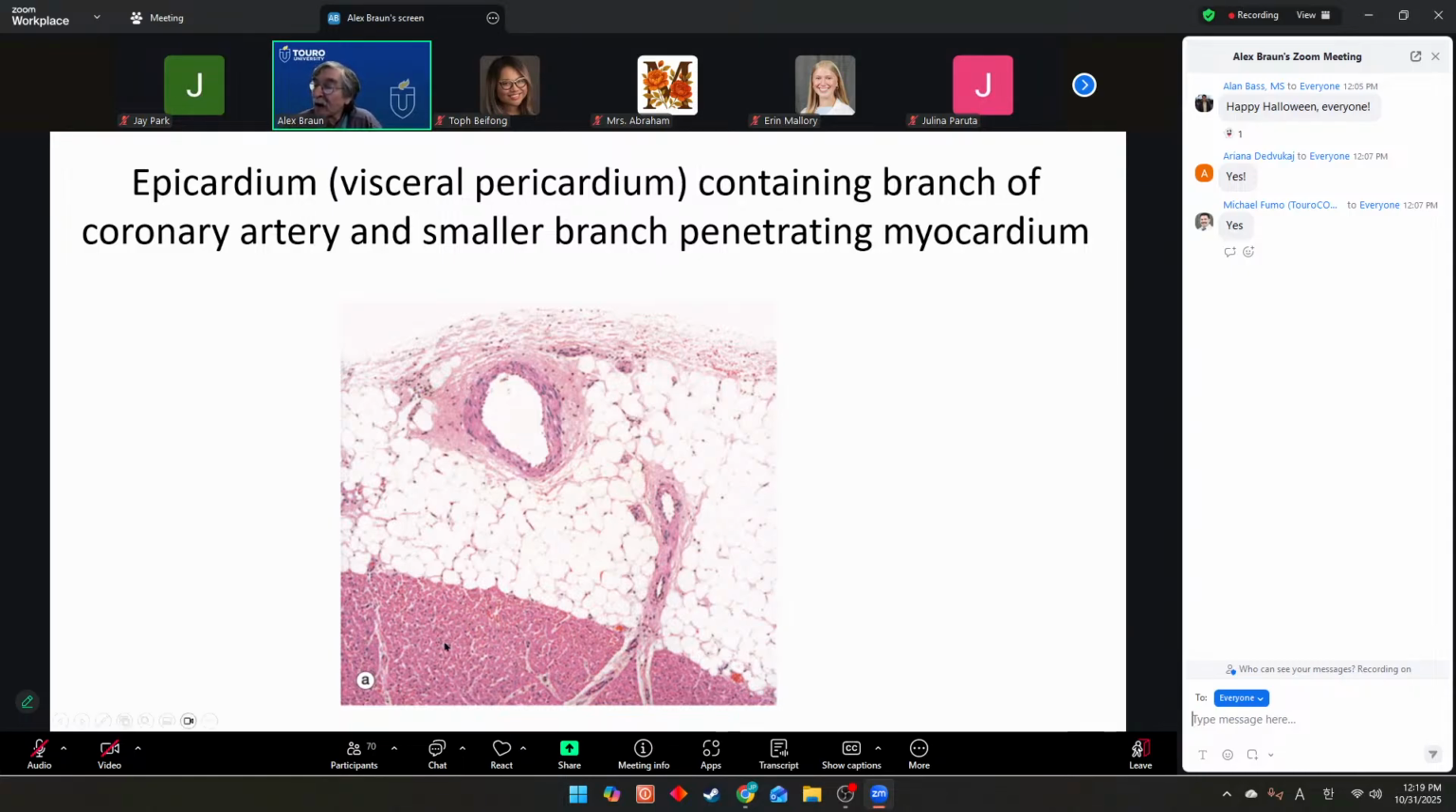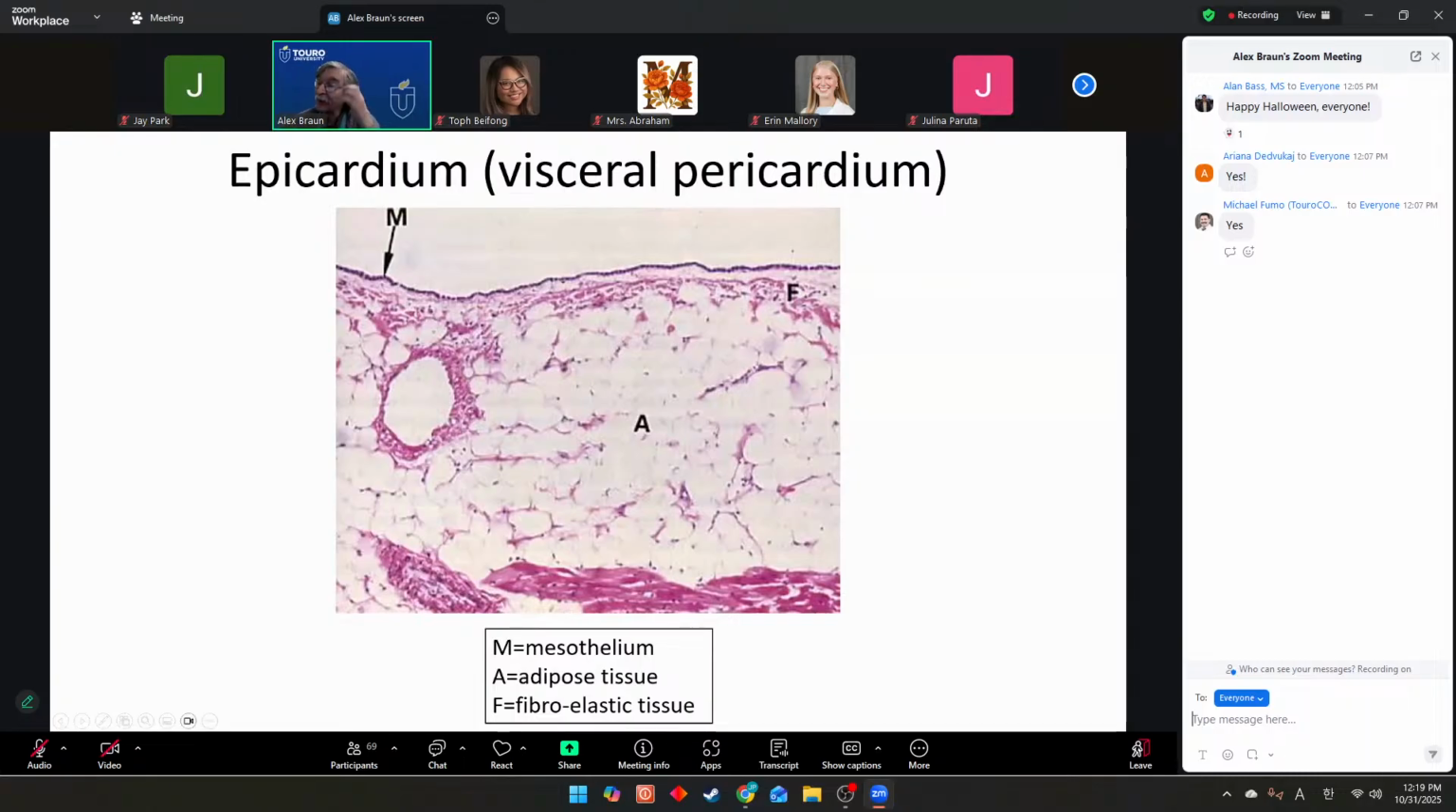And this is just myocardium. We can't see that much detail at this magnification, but our goal here is to really get a broad sense of the layers of the heart. So we don't have to see a lot of detail to conclude that we're looking at epicardium with some myocardium beneath it. Here's another picture showing you, again, epicardium.